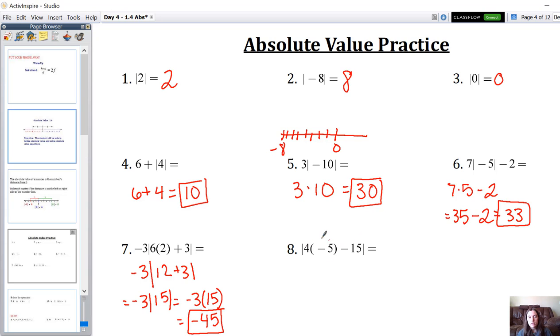Inside those absolute value bars, we're going to multiply first. Equals. So we have the absolute value of 4 times negative 5 is negative 20, minus that 15. Then, on the inside, we get negative 20 minus 15 is negative 35, so we're looking for the absolute value of negative 35. Negative 35 is exactly 35 units away from 0.